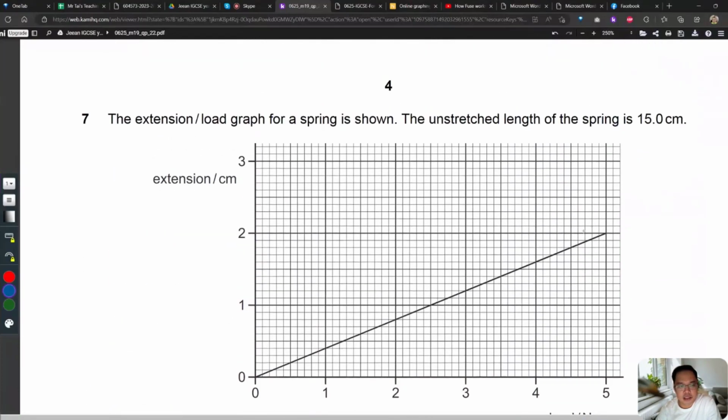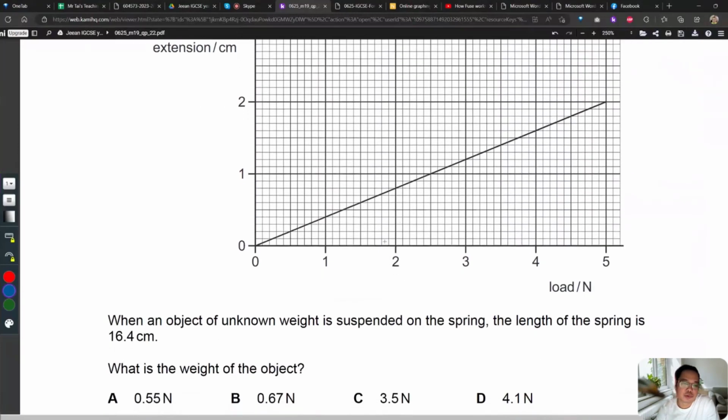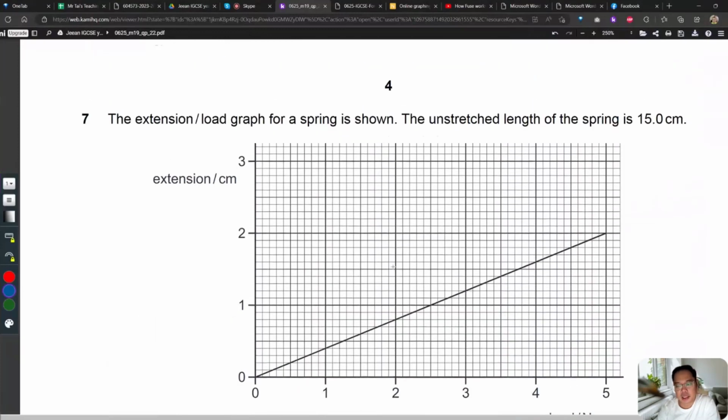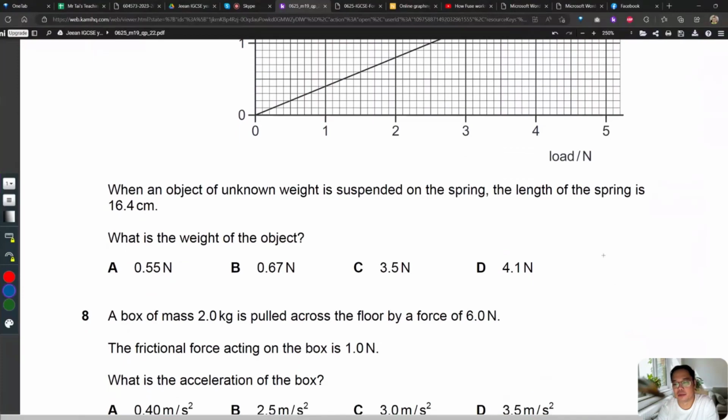Question 7. Extension over the load graph, meaning the vertical axis is extension, horizontal axis is the load, meaning the weight of the object that we hang to the spring. Also means the force that extends the spring. And we have a linear straight line graph. The unstretched length of the spring, we can call it the natural length of the spring, is 15 centimeter. When an object, a known weight, is suspended on the spring, the length of the spring is 16.4 centimeter. What is the weight of the object?